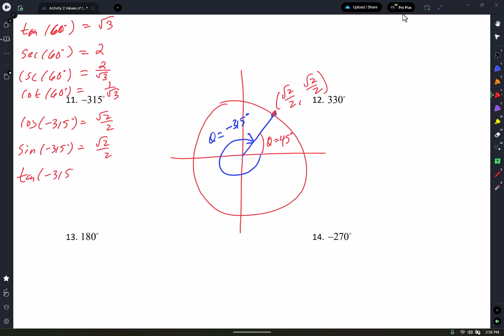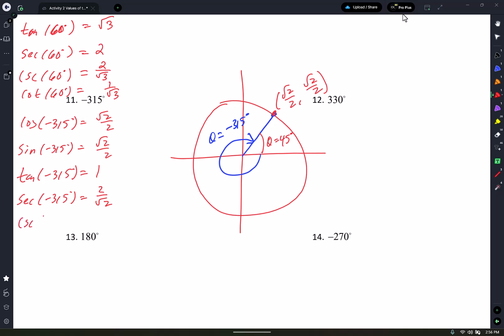Tan of negative 315 degrees, 1. Y divided by x. It's the same magnitude. Do you guys see that? Okay. Secant of negative 315 degrees. Secant's the reciprocal of cosine, but not that it matters. Cosine and sine are the same. So 2 over square root of 2. You can also just say square root of 2, right? Times square root of 2 times square root of 2 will be 2 square root of 2 over 2. The 2's cancel out. You guys know what I'm saying?